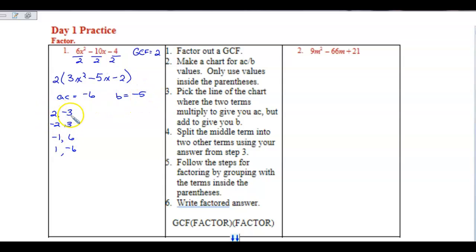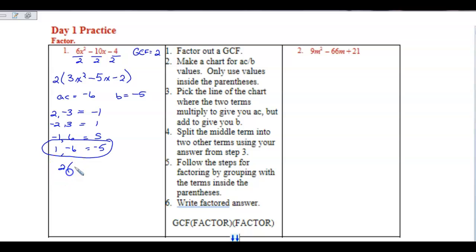So if I take 2 plus negative 3, I get negative 1. If I take negative 2 plus 3, I get 1. If I take negative 1 plus 6, I get positive 5. If I take 1 plus negative 6, I get negative 5. And we're looking for the negative 5. So this is the one that I want.